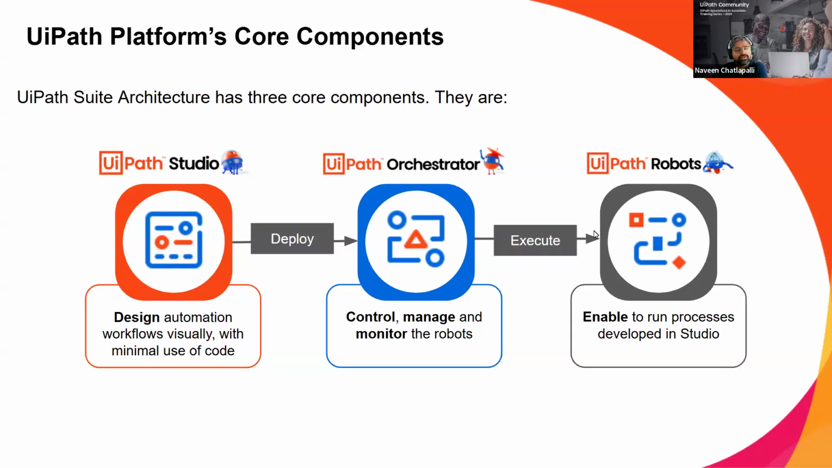And coming to the robots, you have already developed an RPA bot in Studio and deployed it in Orchestrator, but where do you run it? You have to run it in a machine which is connected to your Orchestrator, and that process that runs in a software machine is called a UiPath robot. It enables you to run the processes which are developed in the Studio. So deploy and execute are handled by the Orchestrator, and Studio, Orchestrator, and robot are the three main components which everyone has to understand.